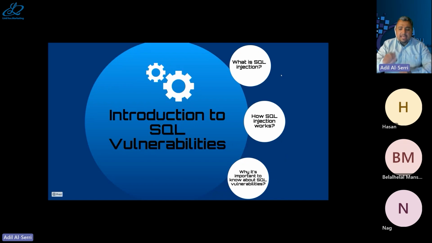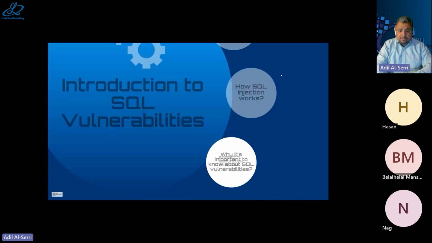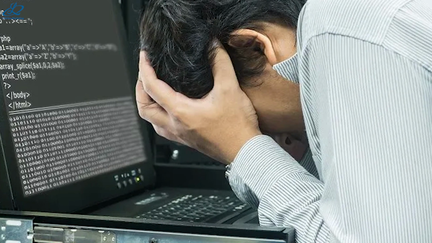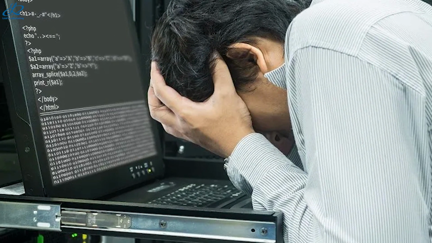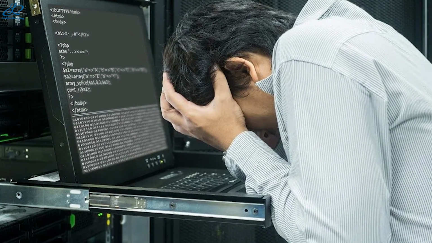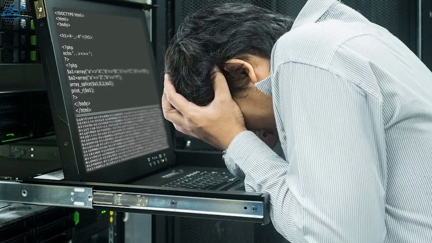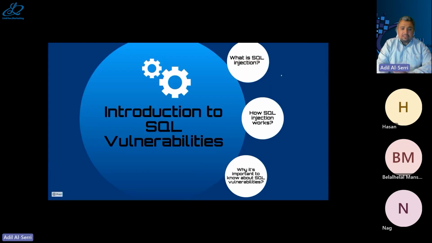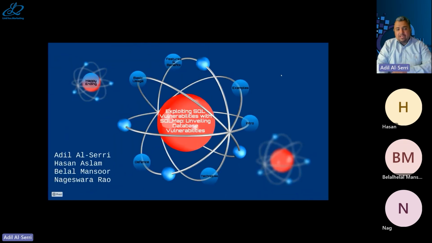So why is it important to know about SQL vulnerabilities? The reason is that SQL vulnerabilities can lead to data breaches and loss of valuable information. It is important to know how these vulnerabilities work to protect your data. Now we will go to the next thing, which will be explained by my colleague Nageswara.